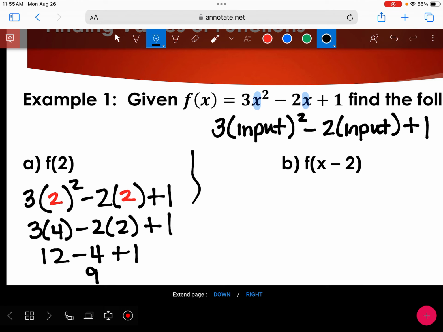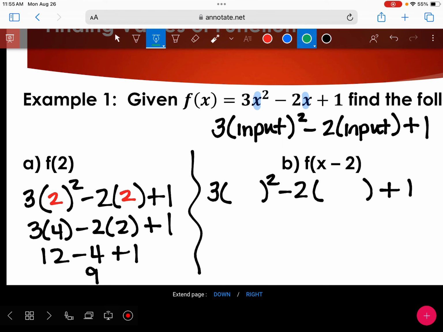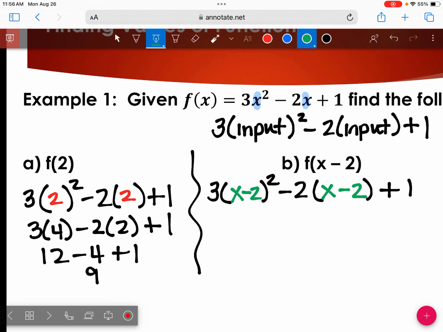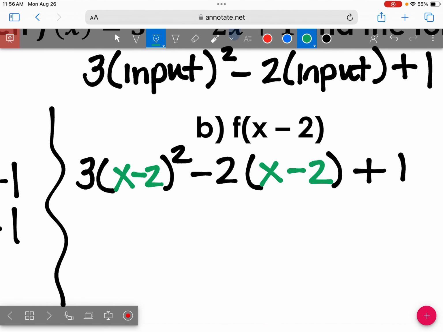For part B, though, our input is an expression. So our answer won't be a number. So we have 3 times, and now I'm going to just rewrite this again. But this time my input is x minus 2. So here is the biggest mistake and this is a test question next week. The biggest mistake is in squaring the x minus 2. This is what you don't do. You don't say that this equals x squared plus 4. That is not right. You don't distribute an exponent like that.